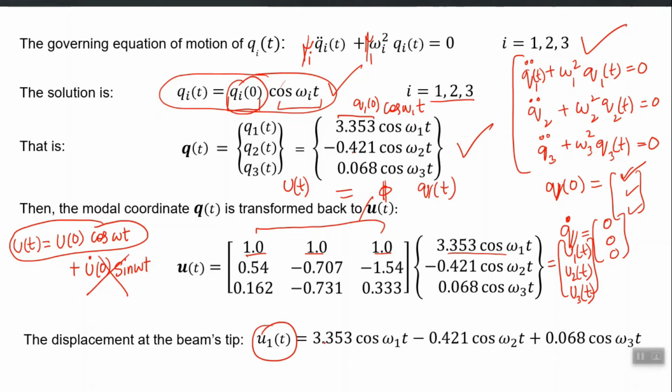So u1 of t is written here as 1 multiplied by the first number, plus 1 multiplied by the second number, plus 1 multiplied by the third number. This whole expression containing three terms is equal to u1 of t. Similarly you carry out the multiplication of the second row with this column, and the third row with this column, and those will be u2 and u3. That's how you finally get the expressions for all three displacements of all three masses. This was the free vibration response. u1 is the displacement at the beam's tip, u2 will be the middle one, and u3 will be the other one.